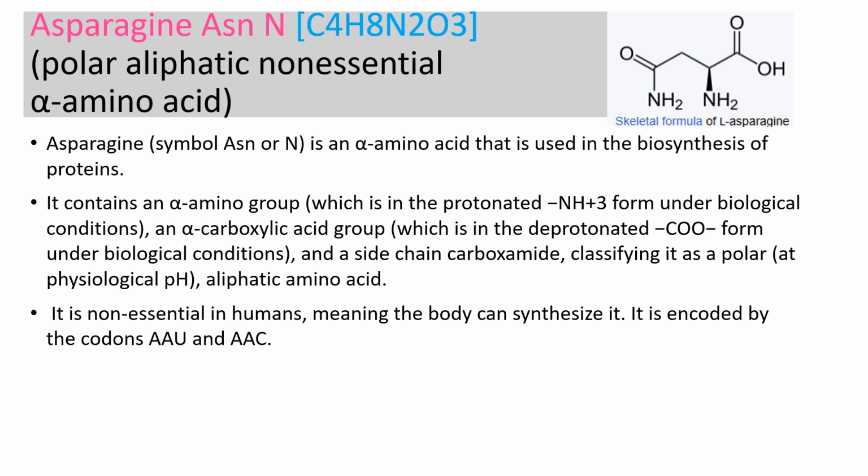Asparagine, right? We talked about asparagus. All right, asparagine, C4H8N2O3. So asparagine is an alpha amino acid used in biosynthesis of proteins. Alpha amino group in protonated form, alpha carboxyl in deprotonated form, and a side chain of carboxamide, classifying it as polar. All right. So remember it has a side chain of carboxamide. All right, non-essential, it means the body can synthesize it on its own and you don't have to eat anything to have it synthesized. It is encoded by the codons AAU, AAC.